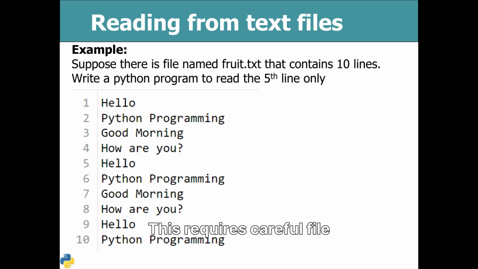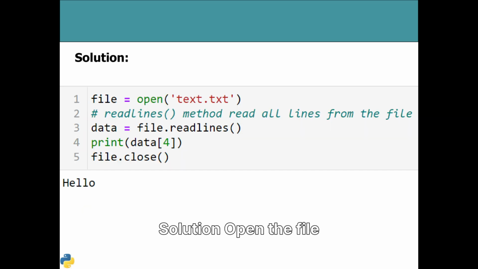This requires careful file handling to avoid loading the entire file. Solution: open the file, use readlines to get all lines into a list, then access index 4 for the 5th line. This will output "hello" if that's the content.